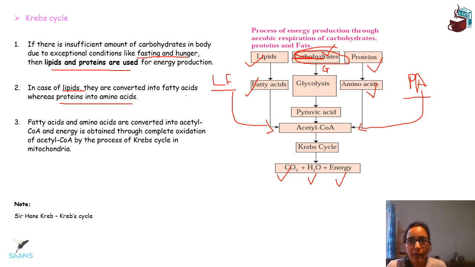We already know what happens in acetyl coenzyme A. It is broken down. Fatty acids, amino acids are converted into acetyl coenzyme A, and energy is obtained through complete oxidation. So complete oxidation of the acetyl coenzyme A by the process of Krebs cycle in the mitochondria. Again, Krebs cycle also takes place in the mitochondria. This is nothing but your Krebs cycle.